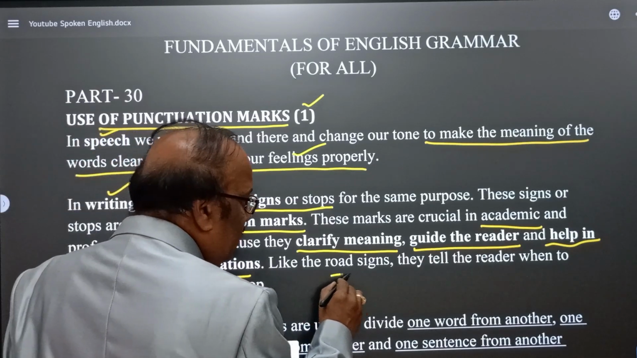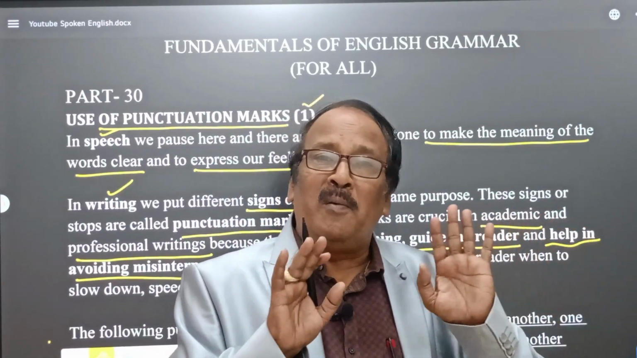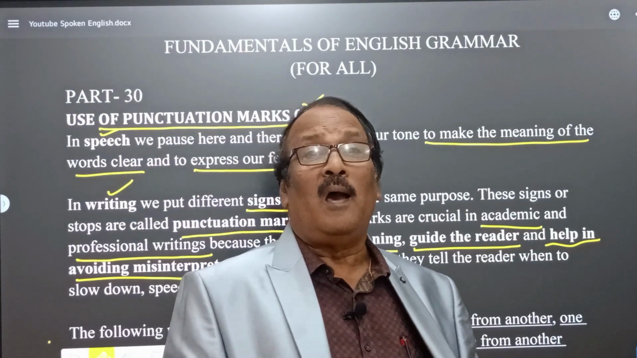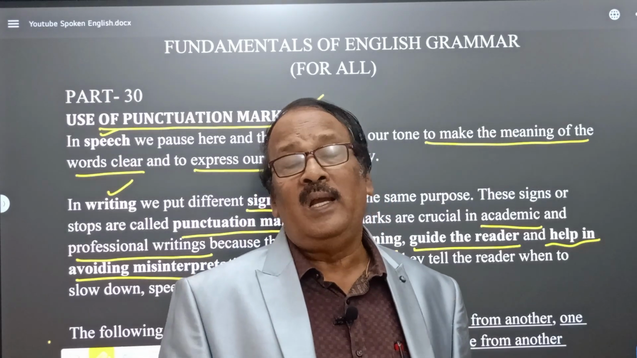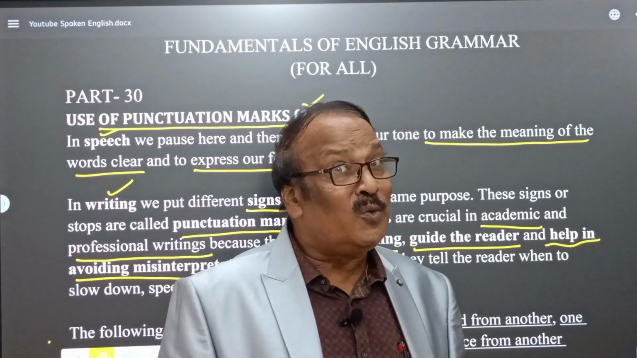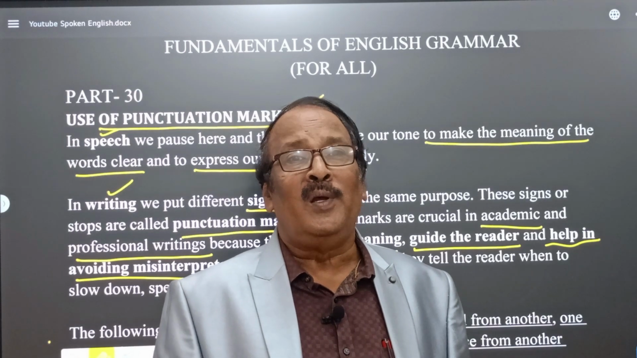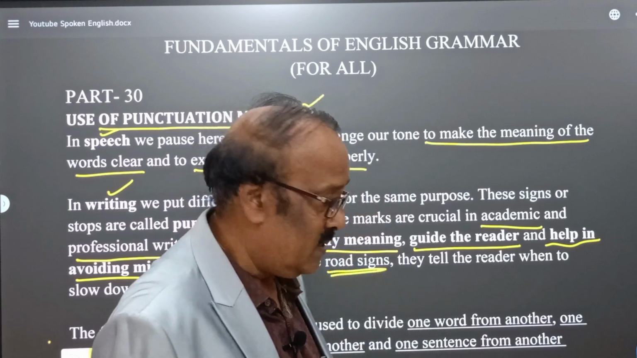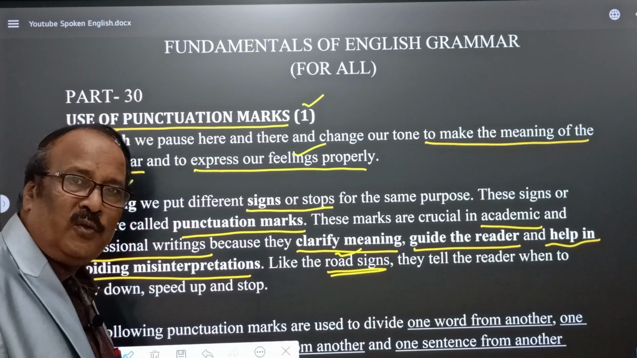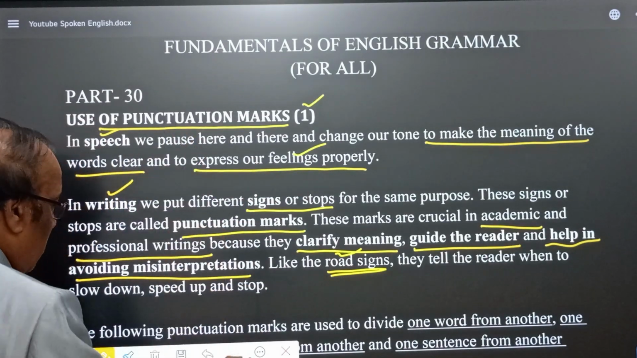And here, like road signs, whenever we go somewhere, we find on the left and right side a number of signboards that guide us to our destination. We can find a number of signs that are very useful. Similarly, whenever we speak and write something, in order to be clear and reach our goal, what we are going to express, punctuation marks help us in that direction. We should be very careful in using the proper punctuation marks in proper places. They mark when to slow down, speed up, and stop. These are the road signs. And similarly, punctuation marks also help us in expressing ourselves properly.